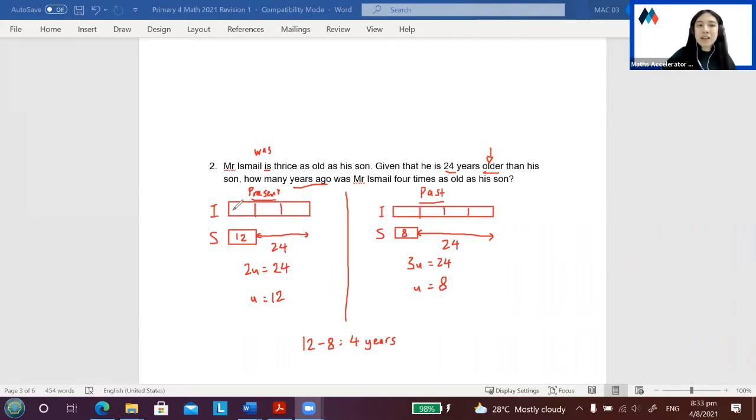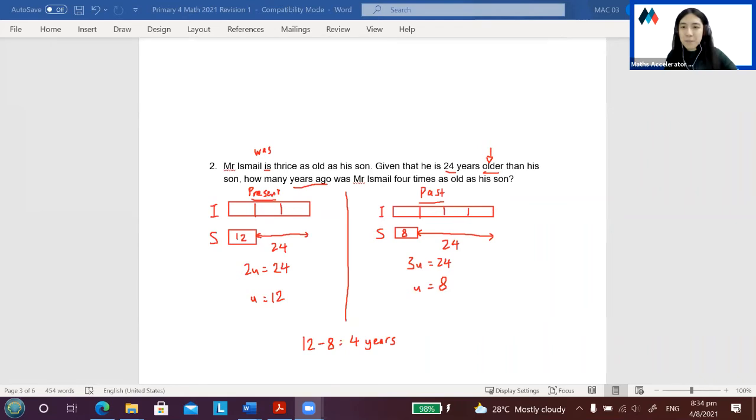Of course, we didn't have to do it this way. If you wanted to, you could do 12 times 3 minus 8 times 4. You kept 4 units for Mr. Ismail because this is in the past. In the past, Mr. Ismail was 4 times as old as his son. In the present, he is only 3 times as old as his son. That's why there are 4 units here for the past. So yes, you could do 12 times 3 minus 8 times 4, but that's just complicating matters unnecessarily. You can just find the difference in the son's age. Then you don't need to multiply things.